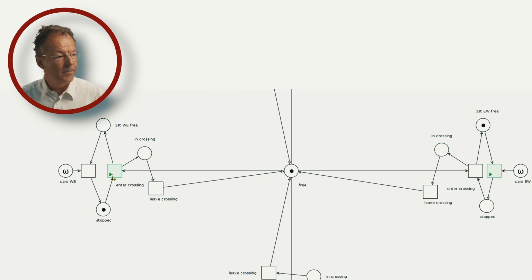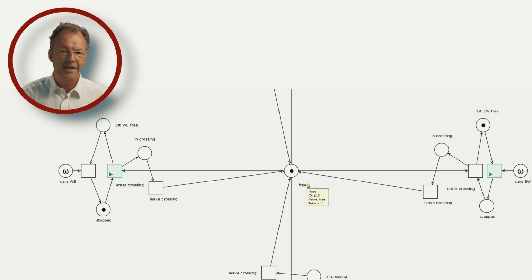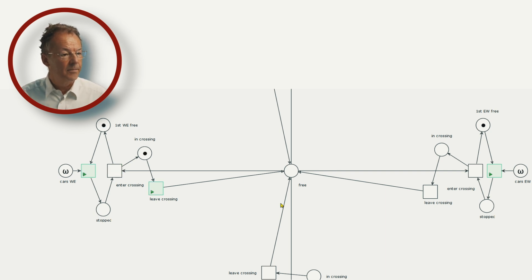And now the car can enter the crossing if there is a marking here, if there's a token in this place called free. And this place called free models this critical zone, which is the middle of the crossing. So if we enter here, we take this token here, and afterwards we can leave the crossing, and the token is put back to this place.